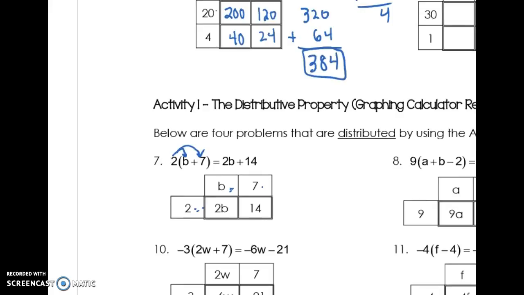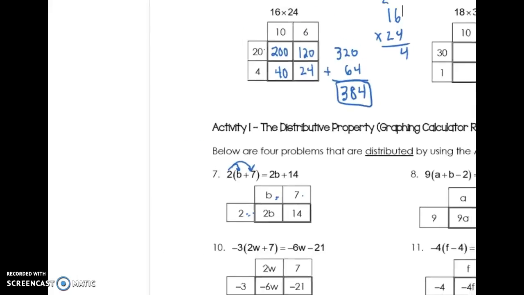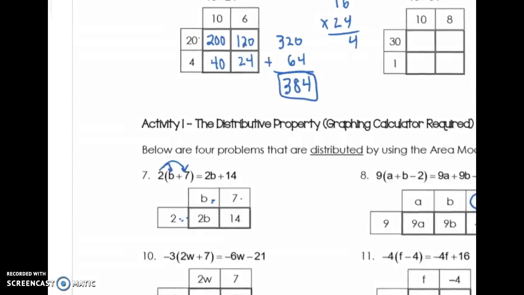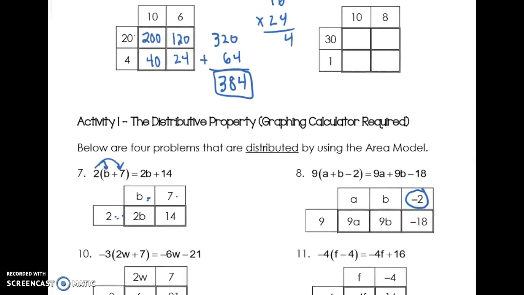So let's start with some basic ones where we're actually going to distribute using the distributive property, but show it in the area model sense. So if we have the problem 2 times the quantity b plus 7, we know from before that essentially what we're going to do is take the 2 times the b and 2 times 7, and that's going to give us 2b plus 14. But we can set this up using the area model to make it a little bit easier to organize the information.